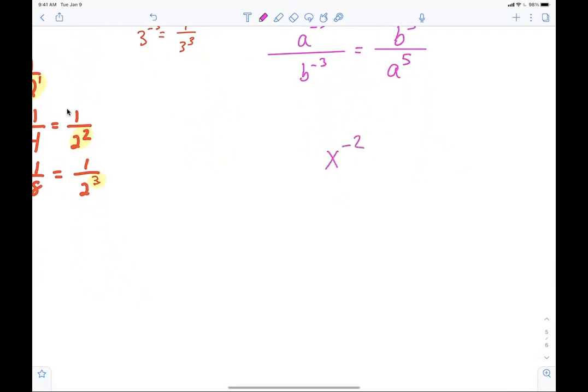X to the negative 2, y cubed, a to the negative 4, b squared.